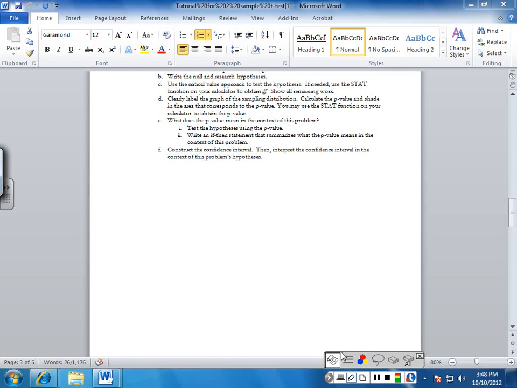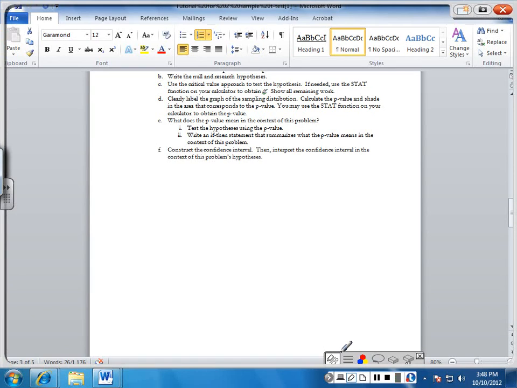So for the research and null hypotheses, it says is the population mean for A less than the population mean for B. H0 is always going to be mu A equal to mu B. Alternatively stated, mu A minus mu B is equal to 0.